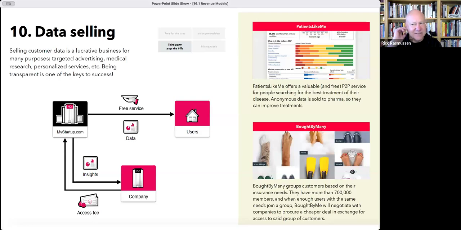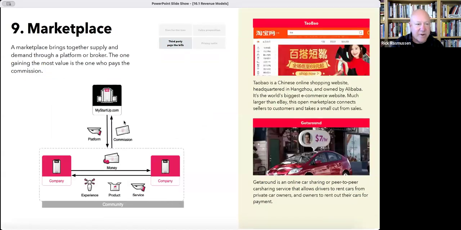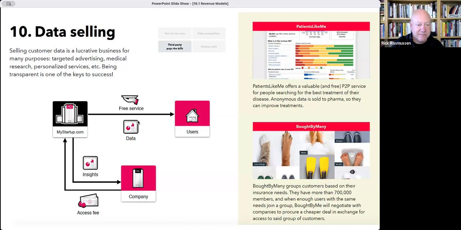Selling data. I didn't hear anybody selling data. It was kind of a thing. It's hard to do, but you can, oh, here we go. You met somebody. Good. You provide a free service to somebody, you collect the data, and you provide insights to third parties. And this keeps going all through 26 of them.